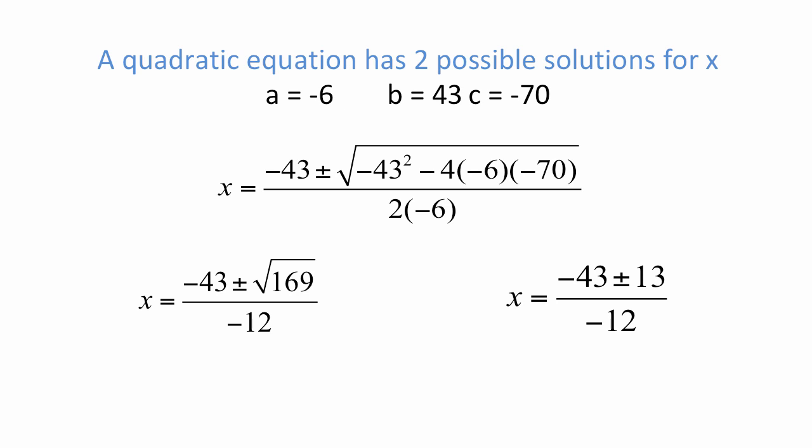That plus or minus just means that we need to separate out that function, so we'll have a minus 43 plus 13 over minus 12. And secondly, we'll have a minus 43 minus 13 over your minus 12. And working through those will give you your answers for the values of x, or the output levels that will give us a profit of 30, and that's your 2.5 units and your 4.66 units.